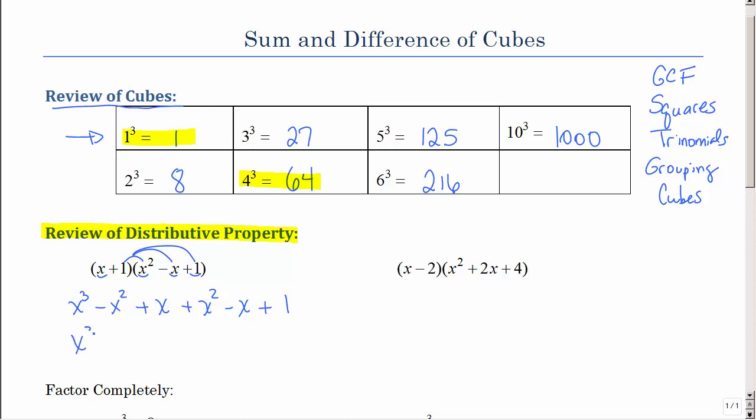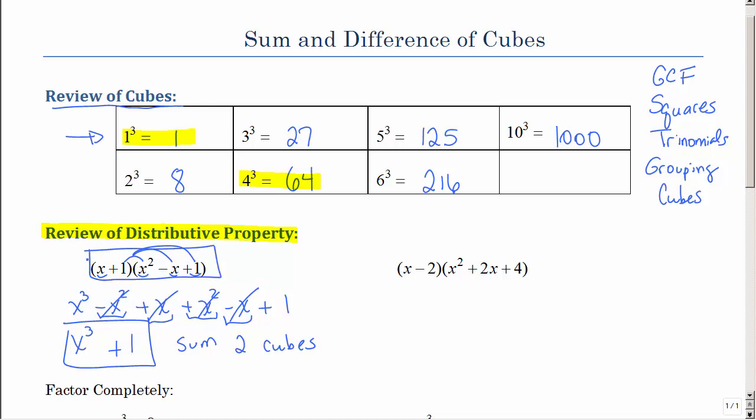Well, I have x cubed. Then I have a negative x squared and a positive x squared. That's 0. I have a plus x and a minus x. That's also 0. And then I have a plus 1. Look at what I have left. This would be the sum, because there's a plus sign, of 2 cubes. x cubed plus 1. Look at where it came from. Remember, factoring is looking at patterns and going backwards of multiplying.